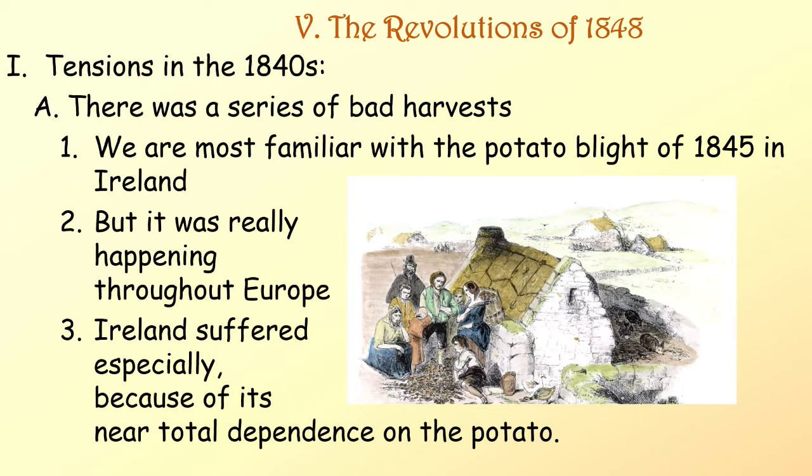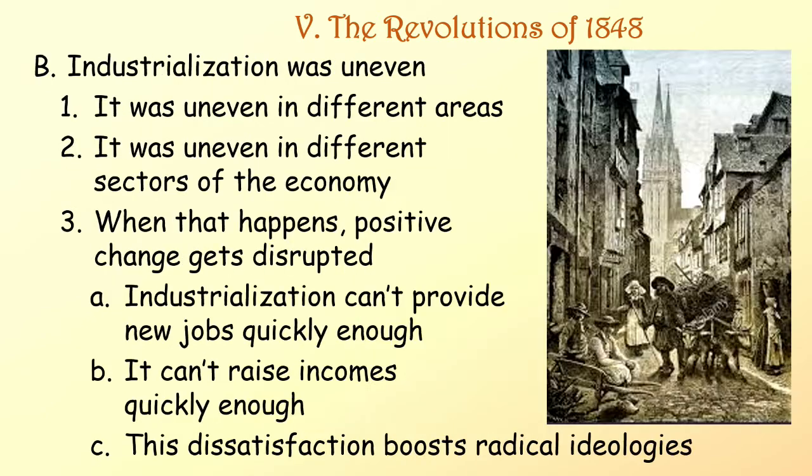Tensions in the 1840s. There was a series of bad harvests. We're most familiar with the potato blight of 1845 in Ireland, but that was really happening throughout Europe and causing all kinds of havoc. It's just that Ireland suffered especially because of its near total dependence on the potato.